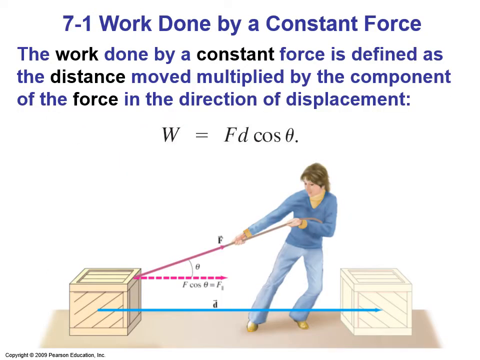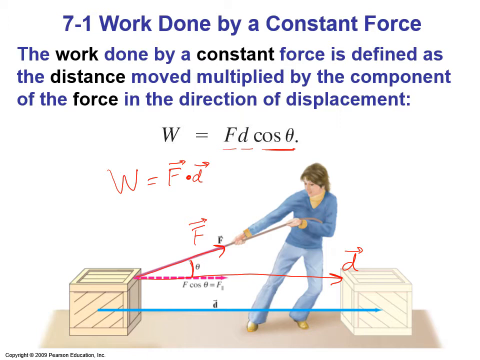So here's a woman pulling up on a crate with a force F, and the box has a displacement D. So if you have a force F and a displacement D, then you have work being done. Work is equal to F dot D, where the dot is the dot product, otherwise known as the scalar product. And it is equal to the magnitude of the force vector times the magnitude of the displacement vector times the cosine of the angle between the two. So here's the angle there.